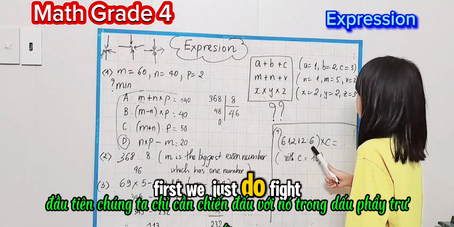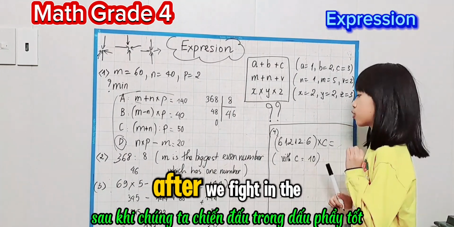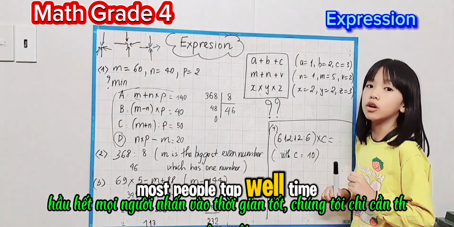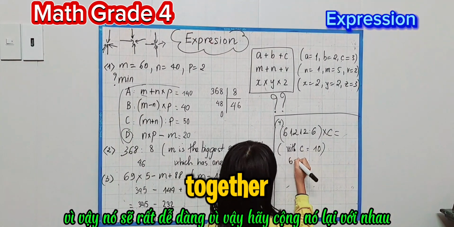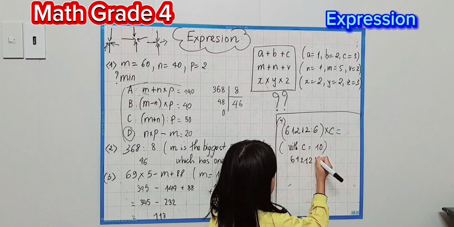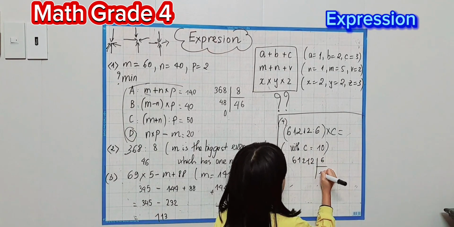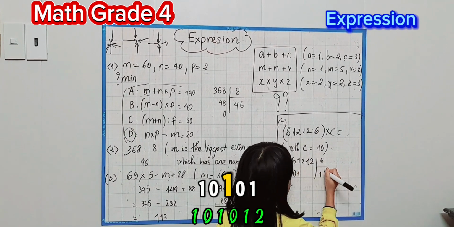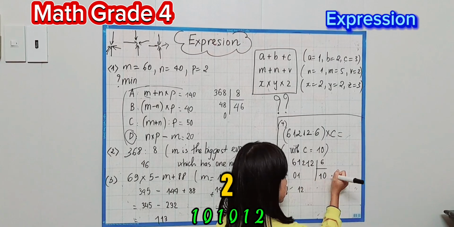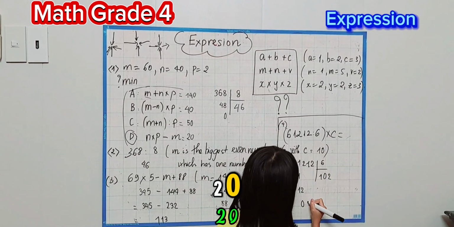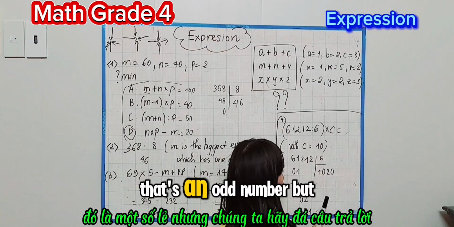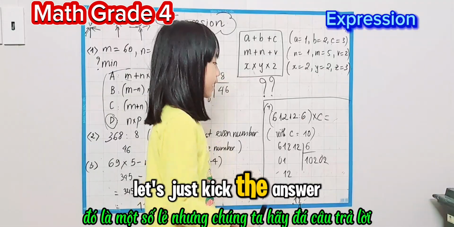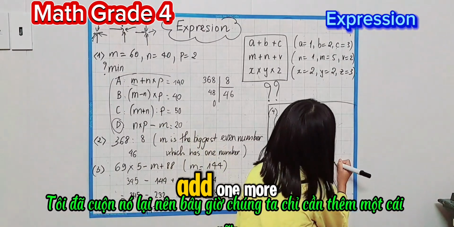First we just need to find it in the comma first. After we find it in the comma, we'll multiply with 10. Well, for 10 we just need to add 1. So it will be very easy. So let's add it together. First put it down. 1, 0, 1, 0, 1, 2, 2, 0, 2, 0, 2, 1. That's an odd number. But here's the answer. I wrote it out. So now we just need to add one more.